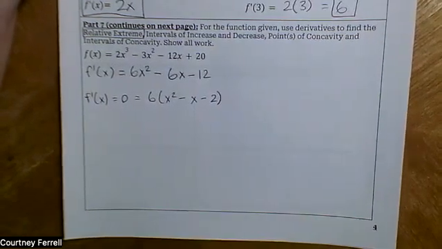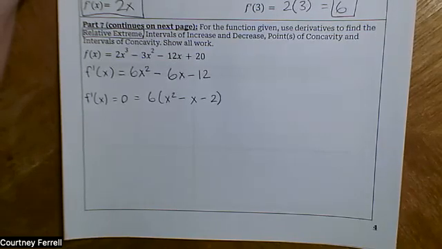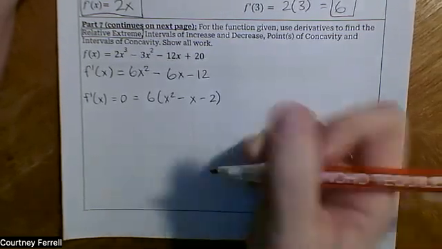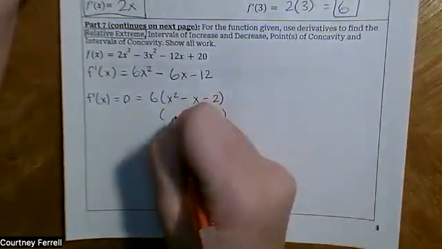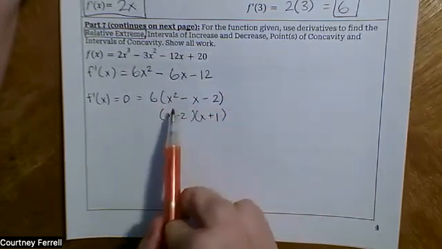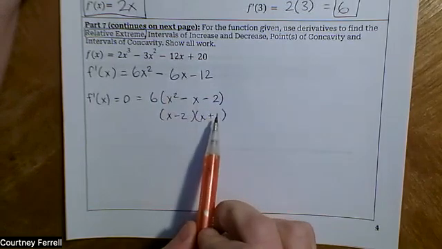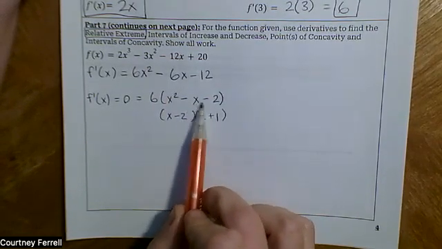Okay, cool. 6x squared minus 6x minus 12. Okay, great. All right, so now we're just going to factor this. We have a minus 2. We do minus 2 plus 1. Let's double check. x times x is x squared. x times 1, positive 1x minus 2x does give us negative 1x.